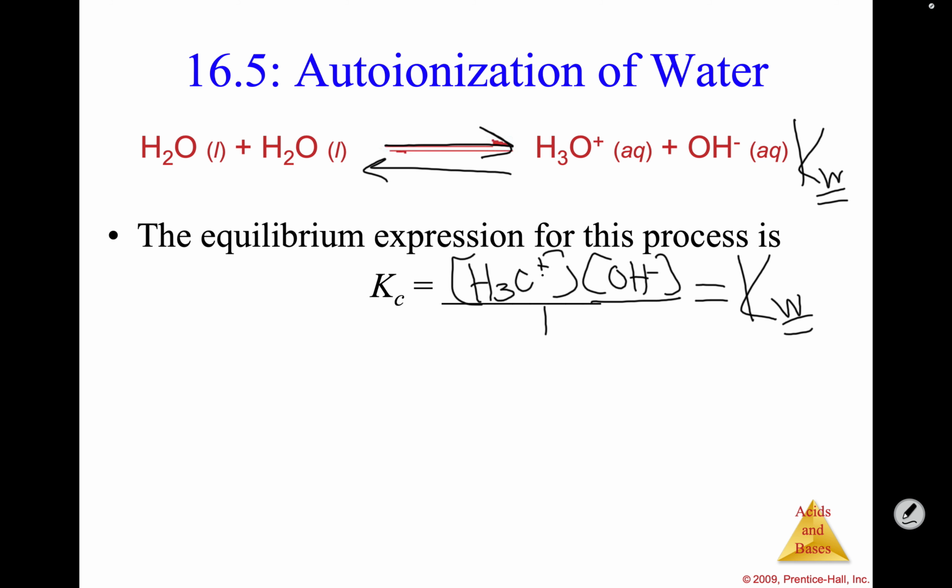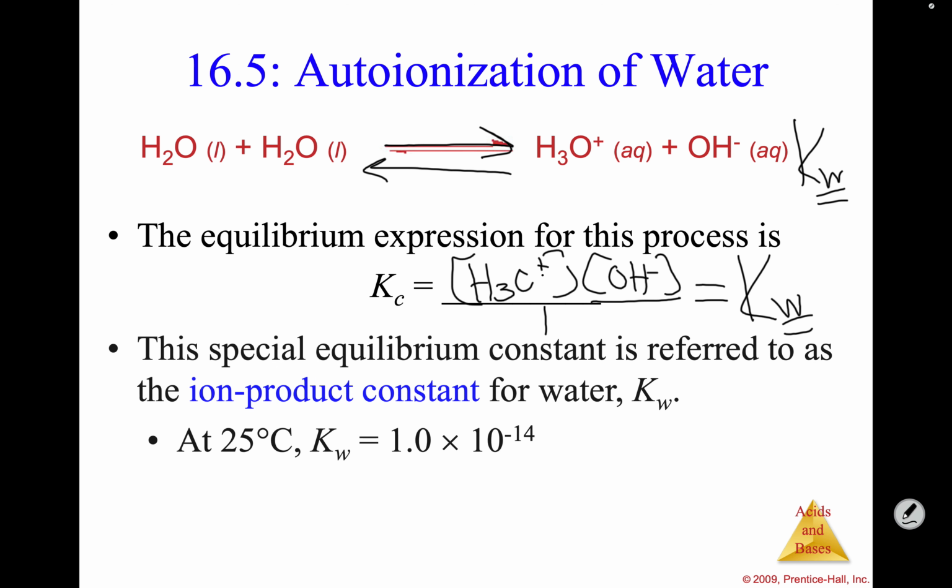What does that mean? It's a constant. So Kw is called the ion product constant for water. So this special equilibrium constant is referred to as the ion product constant for water, Kw. And remember, a K is a constant for a given reaction at a given temperature. So if I'm at 25 degrees Celsius, Kw is always 1.0 times 10 to the negative 14. And in our textbook, we always hang out at 25 degrees Celsius. So we're always working at 25 degrees Celsius unless you're told specifically otherwise.